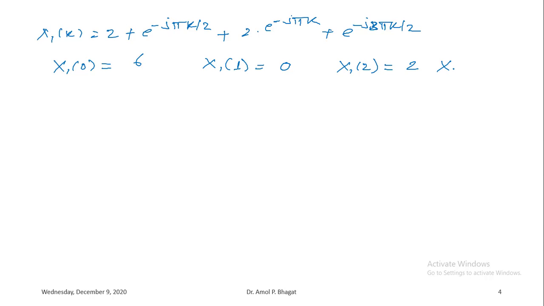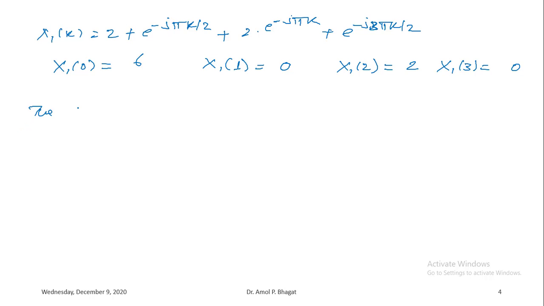And then if I substitute k equals 3, it will be 2 plus e to the power minus 3 pi by 2, plus 2 e to the power minus j 3 pi, plus e to the power minus 9 pi by 2. Here the value after evaluation of that equation will be 0. So these are the values of x1 of 0, x1 of 1, x1 of 2 and x1 of 3. Similarly, you can determine the DFT.